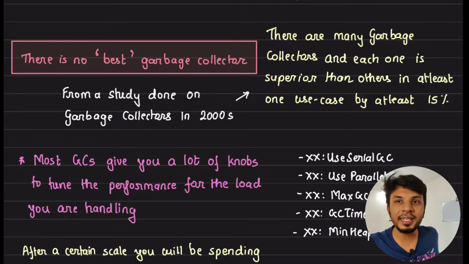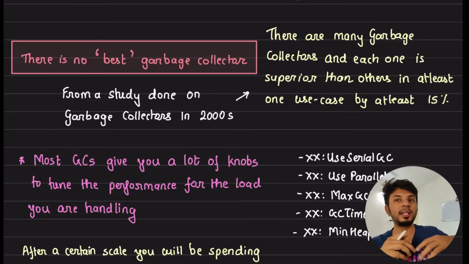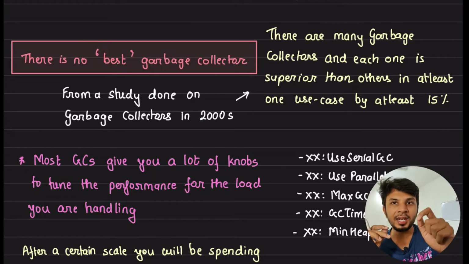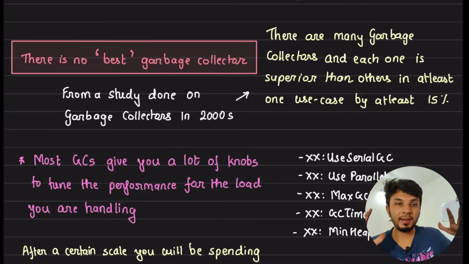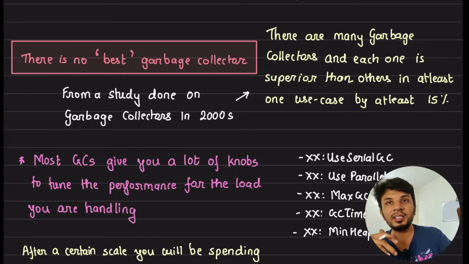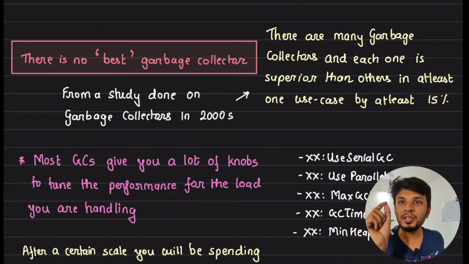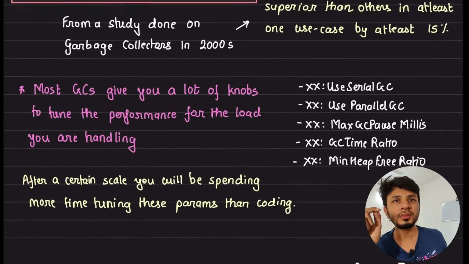This clearly indicates that there is no one garbage collector that is best across all, but every garbage collector will be better than all others in at least one use case by 15%. Which means that if that is the one use case that you direly need, you would have to go for that garbage collector. Right?